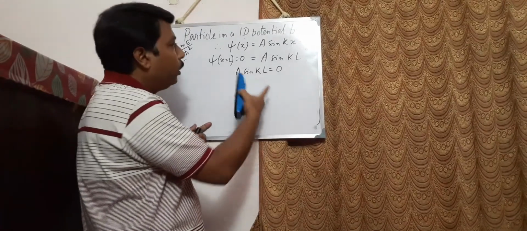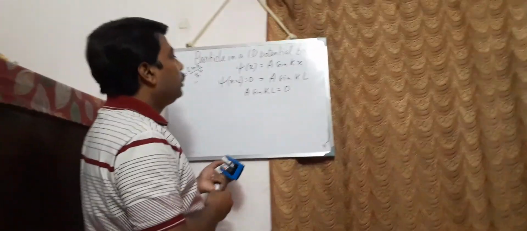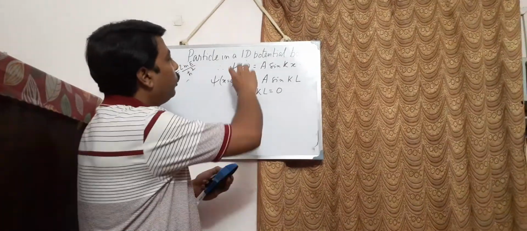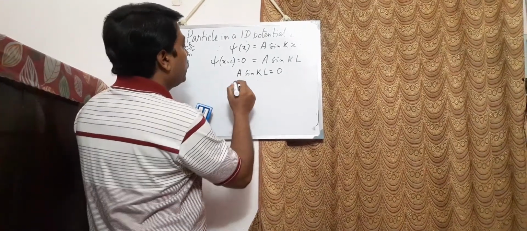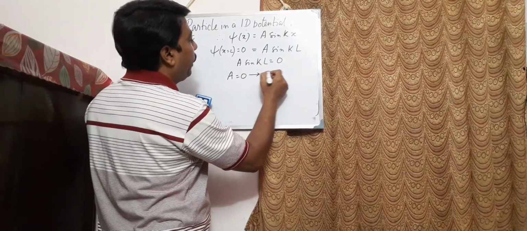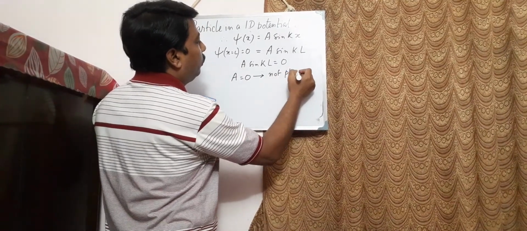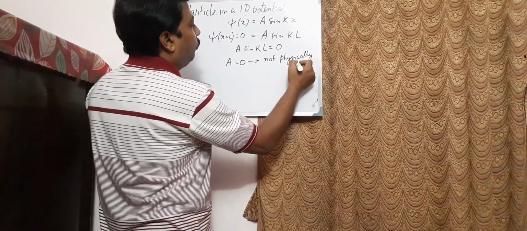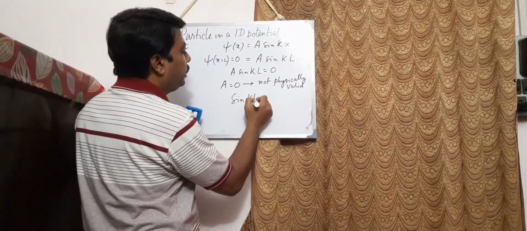Now look, if a is taken 0, then my wave function completely vanishes. There is no wave function left over at all. So that is not a situation that we are wanting. We are trying to find out the wave function of the particle. So if the wave function vanishes, that means there is no particle at all. So that is not the case. So A equal to 0 is not physically valid. So what I have is sin kL equal to 0.